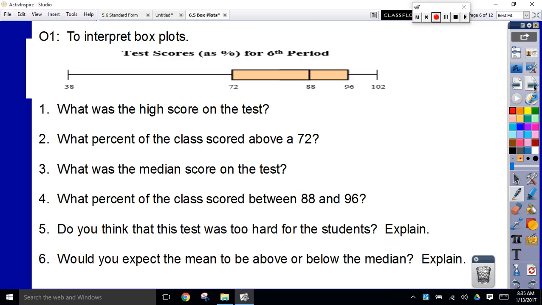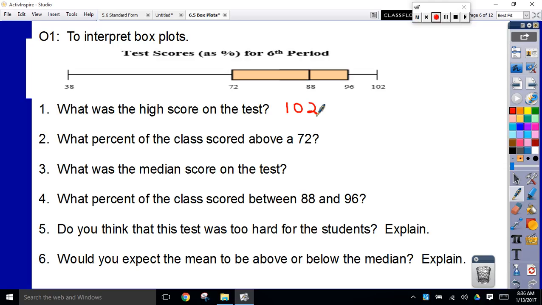Okay, that leads us into our first objective of interpreting. We're just going to take a look at this box plot and talk about it. Rosa, what was the high score on the test, according to this? No, actually not the high score. Gretchen? 102. The high score is the highest one that's on there. 96 is the top of the upper quartile, but 102 is the high score.